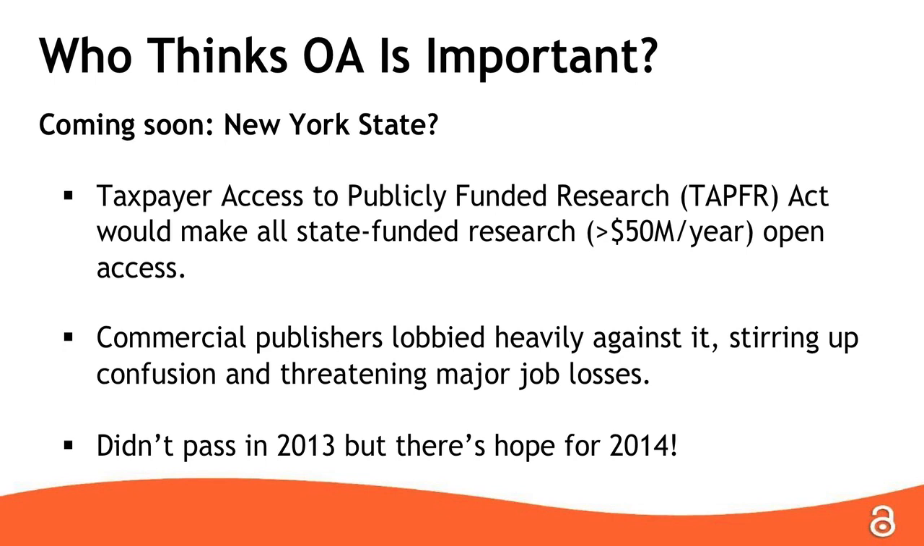So another exciting bit of news, it's quite possible that New York State might have such a policy. There's something called the Taxpayer Access to Publicly Funded Research Act. It would make all state-funded research, which is more than $50 million a year, open access. It was introduced in 2013, but commercial publishers lobbied heavily against it, stirring up confusion and threatening up to 18,000 job losses. And it sowed confusion, and it didn't pass.